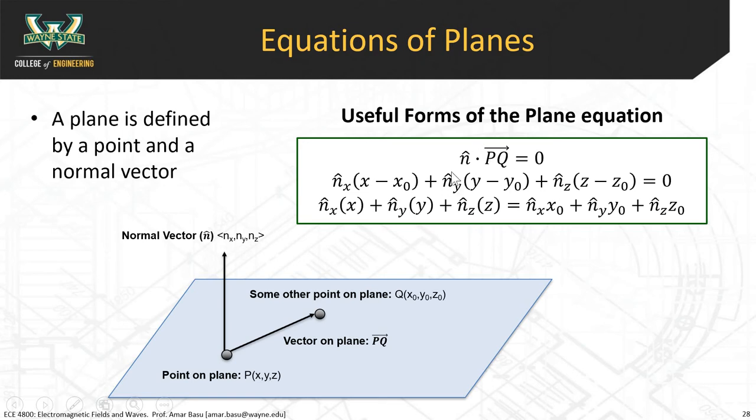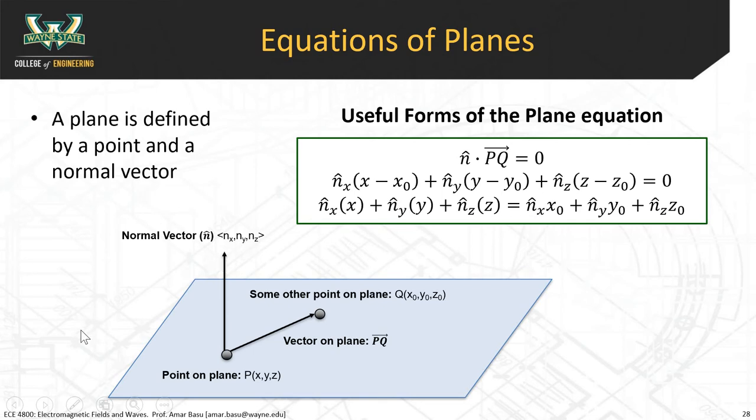The first one is n dot PQ is equal to zero. And the way that you can think about this is that imagine you have some plane that's defined in blue. Okay, and if you want to define a plane, then what you want to do is have a vector that's perpendicular to that plane.